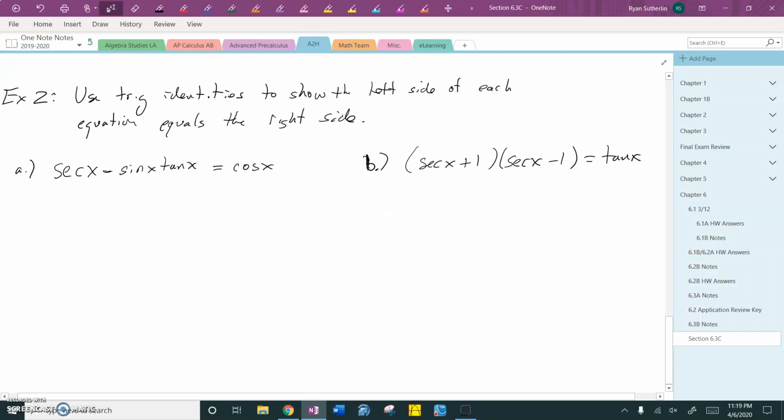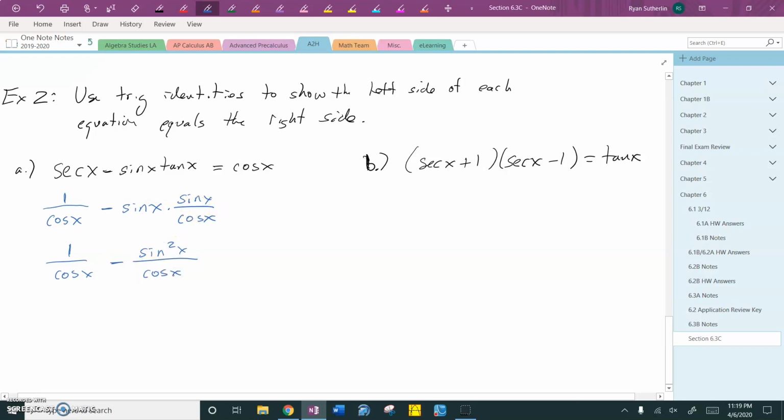So if I take a look at the first one, secant x. So again, the first thing I would do with most of these problems is write it in terms of sine and cosine. So I have what you see here. I have 1 over cosine of x for secant minus sine of x times sine over cosine. Well, now, this is really 1 over cosine of x minus sine squared of x over cosine of x, right? Sine times sine over cosine of x.